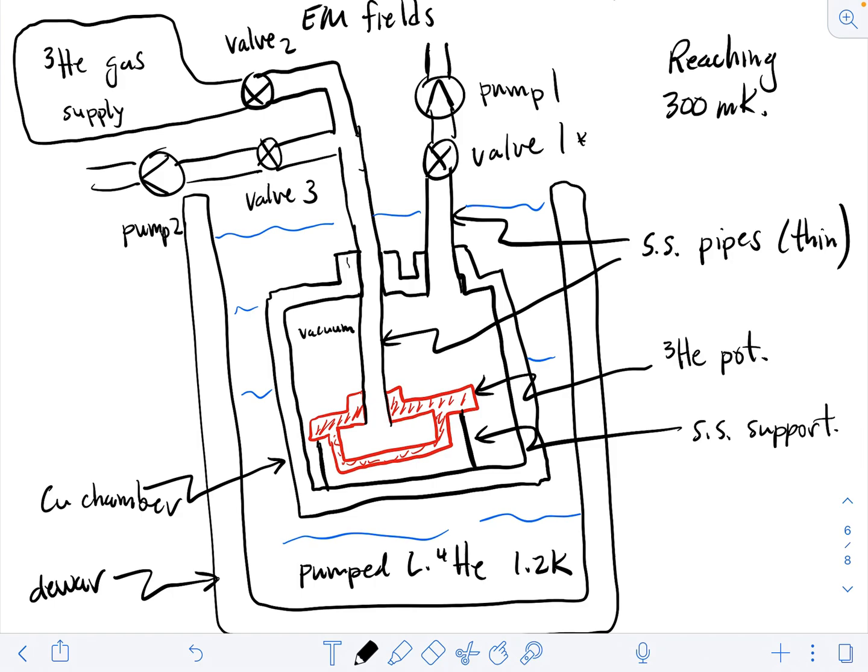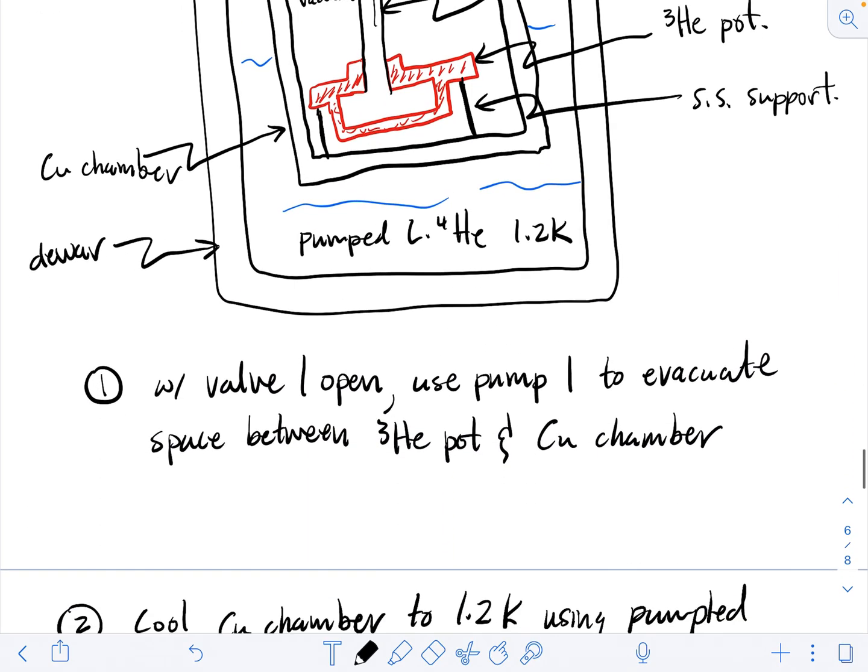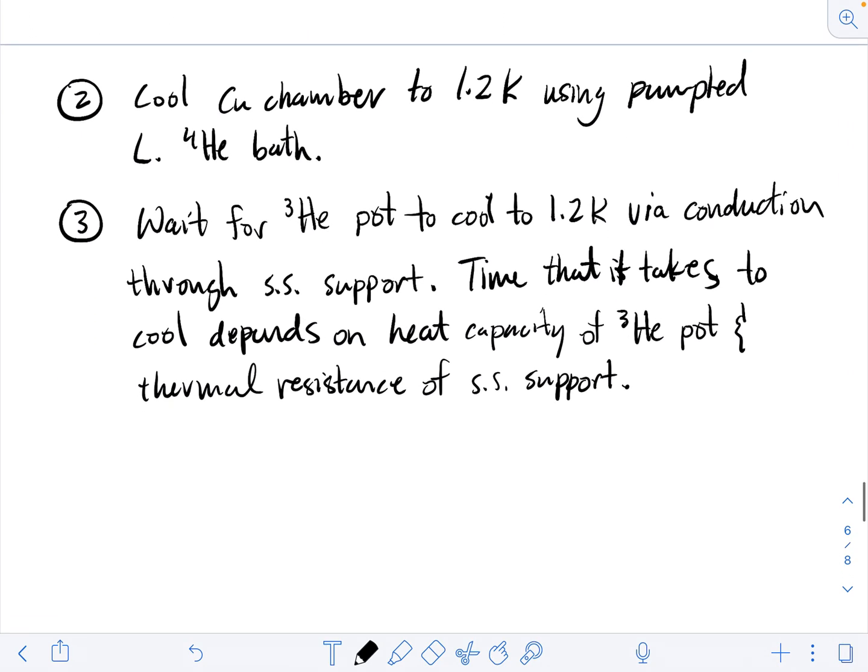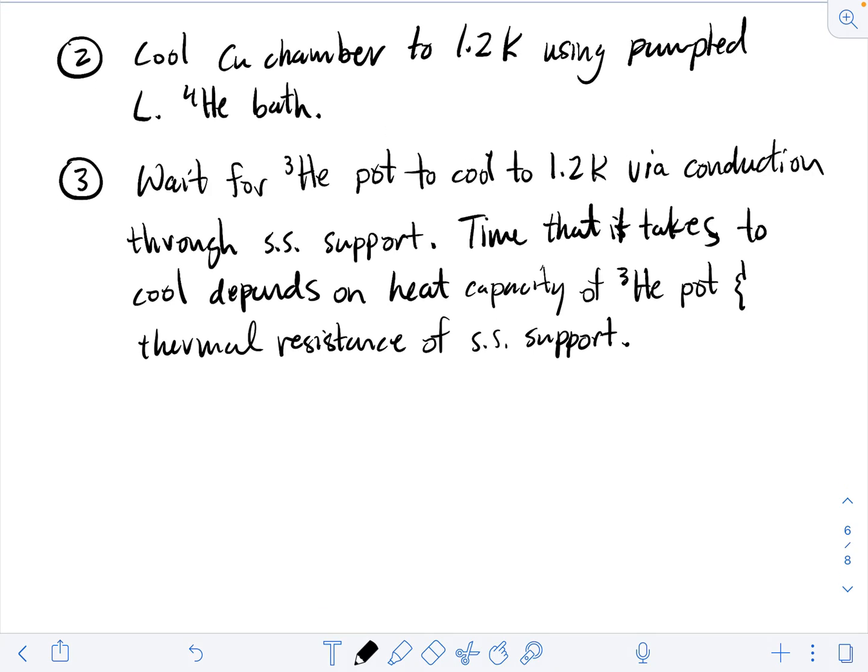Okay, so once we've waited, what we can do is we can open up valve 2 and we'll let the helium-3 gas enter into the helium-3 pot via the stainless steel tube. So helium-3 gas is going to flow down this tube and enter the pot. Because the pot is cold and helium-3 at 1 atmosphere of pressure will liquefy at around 3 Kelvin, it will liquefy and make a little pool of liquid helium-3.